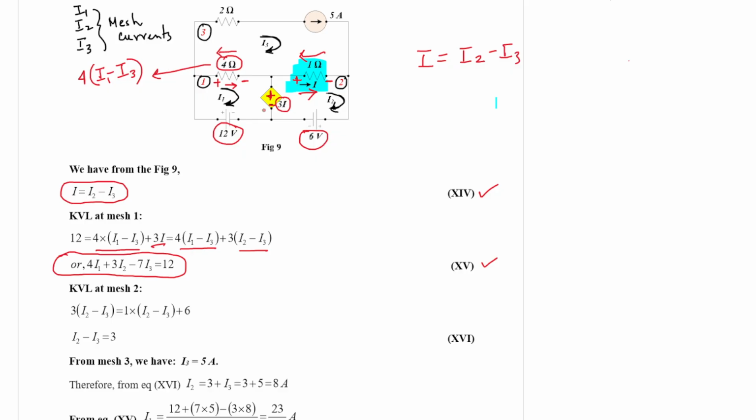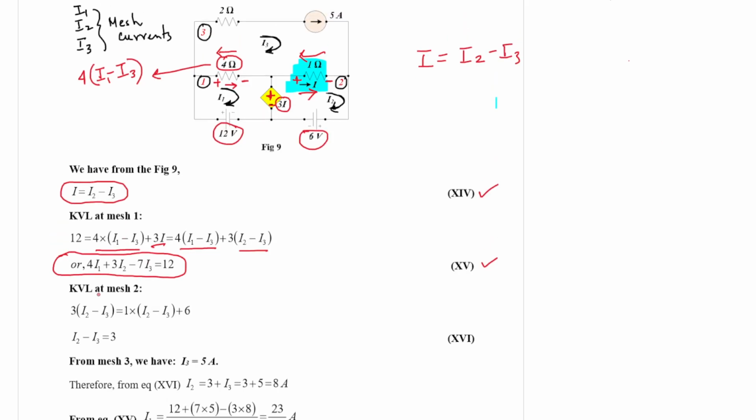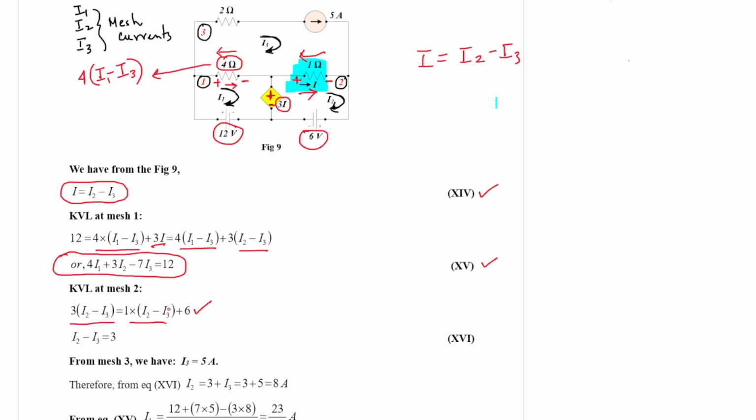So we write P into I, which is the dependent source, which is I2 minus I3, and that is equal to 1 into I2 minus I3 plus 6. As it is just pointed out, these two voltages are additive. So if you solve this, then we get I2 minus I3 is equal to 3, which is our equation 16.